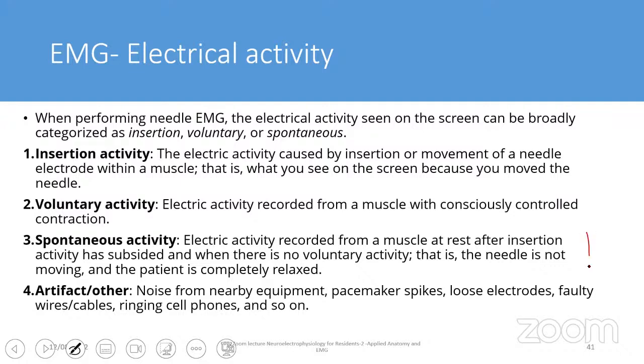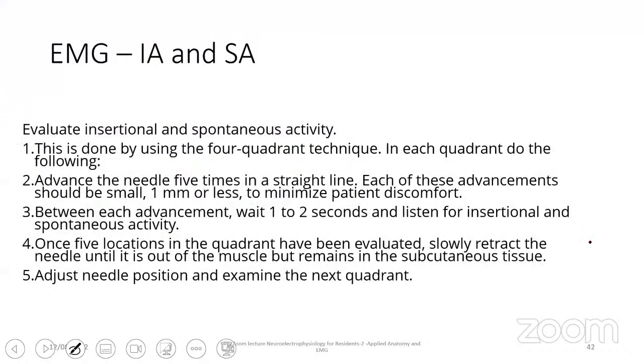This is the most difficult part in the EMG because you put a needle into the body and there is pain, and you ask him to relax, and it's going to be very tough. But you have to make him comfortable, so that there is no activity at all from muscle contraction. Then only you can witness the spontaneous activity. Noise from nearby equipment, pacemaker spikes, loose electrodes, faulty wires, cables, ringing cell phones, etc. will cause artifacts in the study.